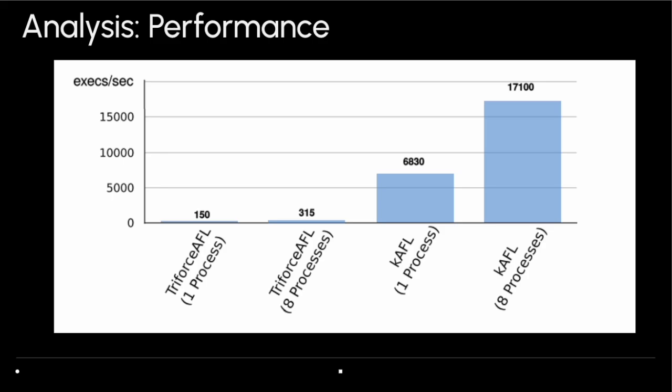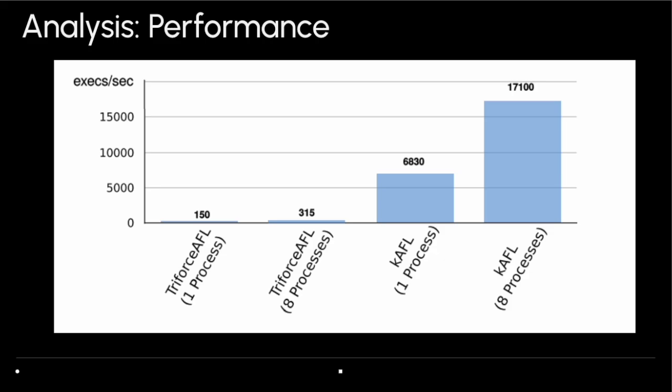So here's a look into the performance of kAFL and how it compares to Triforce AFL. We can see that Triforce AFL manages 150 executions per second with a single process and 315 executions per second with 8 parallel processes, while kAFL hits 6,830 with a single process and 17,100 with 8. So that's a large improvement over Triforce AFL in the single threaded case and in the multi-threaded case.